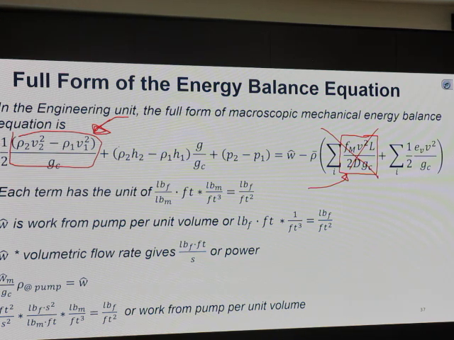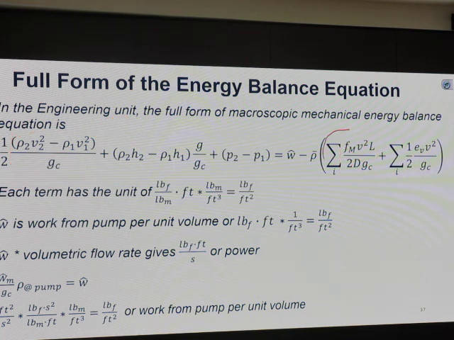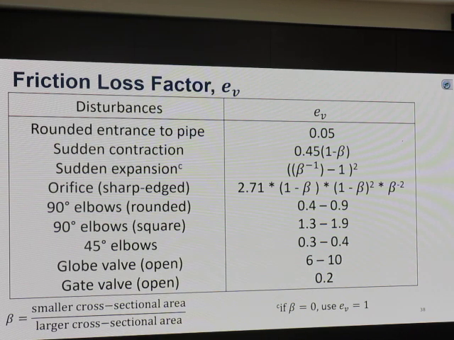But if you neglect it, it's not going to change from 1 horsepower to 2 horsepower or anything like that. For horizontal flow, most of the pressure drop is due to friction. That's horizontal flow: friction plus the E sub V term. E sub V is the pressure loss due to elbows, sudden expansion, sudden contraction, any restriction that you have in the pipe. So this accounts for about 80-90% of the pressure drop. For vertical flow, 90% of the pressure drop comes from the gravitational term.